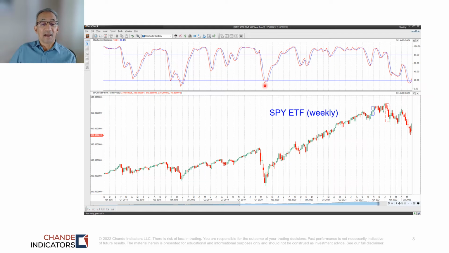On the other hand, here and here, the stochastic oscillator was oversold and it corresponded to significant lows in the market. We also have an oversold condition here, but of course it's not clear that we'll get a bounce in the market just because the indicator itself is oversold.